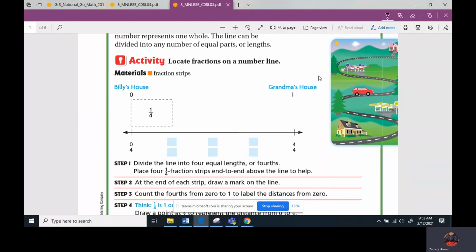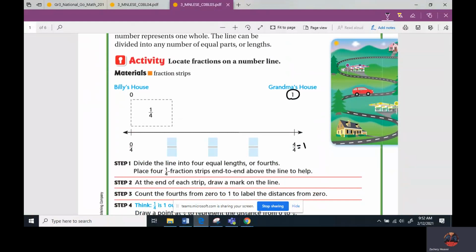Okay, we're trying to get to 1. 1 is grandma's house, which is 4 out of 4, because we know 4 out of 4 is a whole, and that's going to equal 1. This could be 5 out of 5, 10 out of 10, 200 million over 200 million. No matter what it is, if the top number, the numerator, and the denominator are the same, it equals 1. And that's represented also right here.